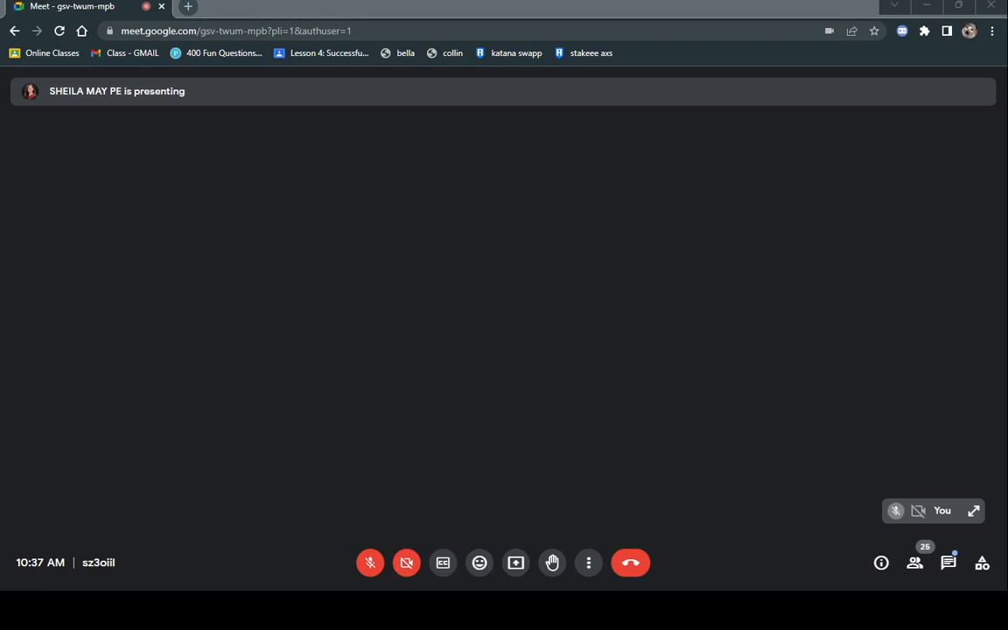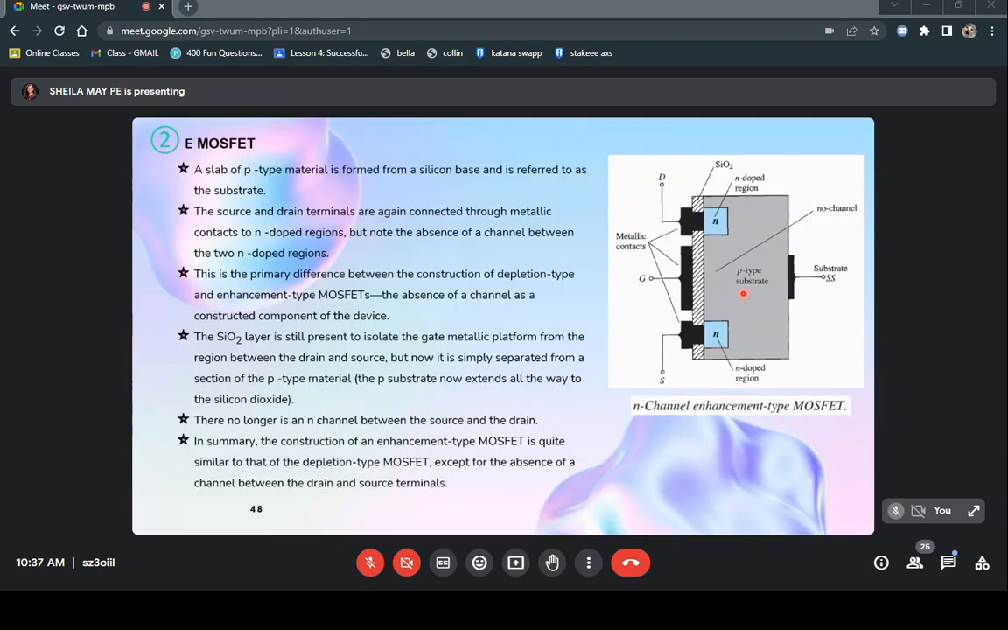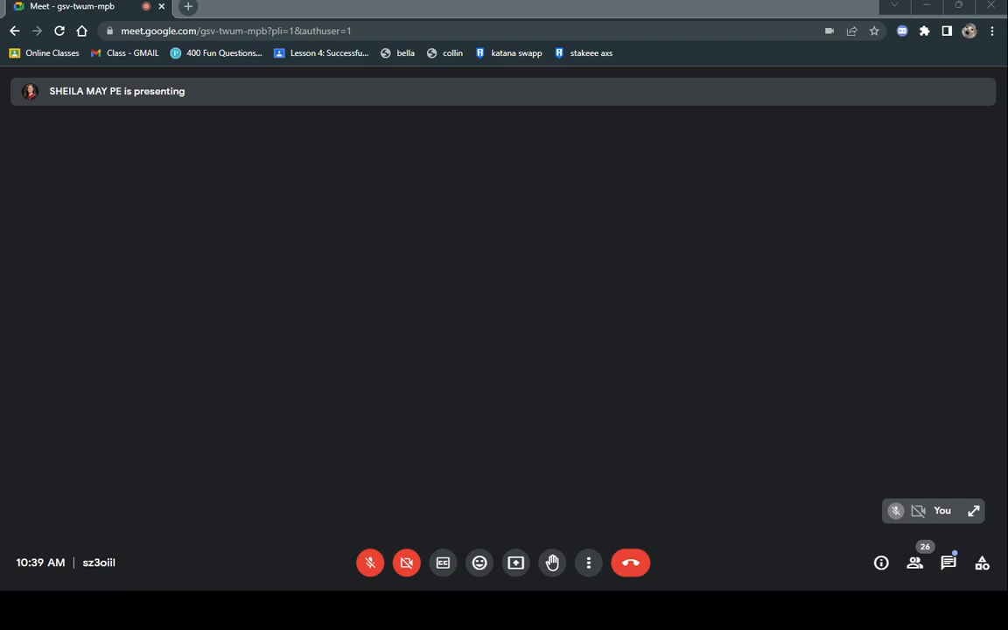Okay, this one here is the difference from our previous class. For the depletion MOSFET, there is an existing channel that connects our drain to source terminal. For the e-MOSFET, the only difference is that it does not have any channel. Okay? So the n-doped regions are standalone. They are not normally connected to each other.